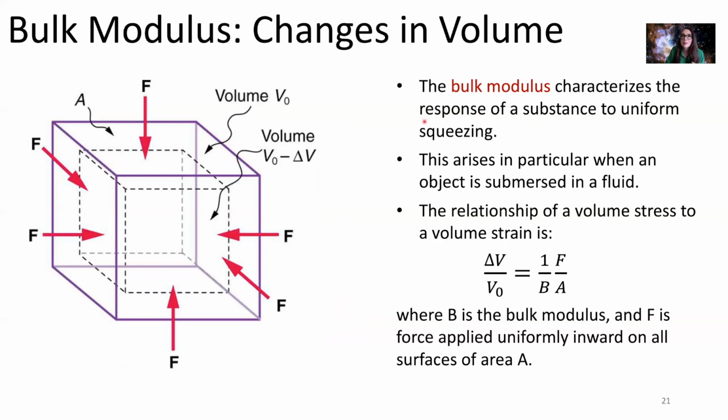So this change in volume arises in particular when an object is submerged in a fluid, like I was just describing. The relationship of a volume stress to the volume strain: the volume stress would be this F over A, and the volume strain would be our change in volume over the original volume. So we've got the change in volume over the original volume equals 1 over the bulk modulus, again an experimental property of the material, times the force applied uniformly inward on all surfaces of the material, divided by the surface area of the material.